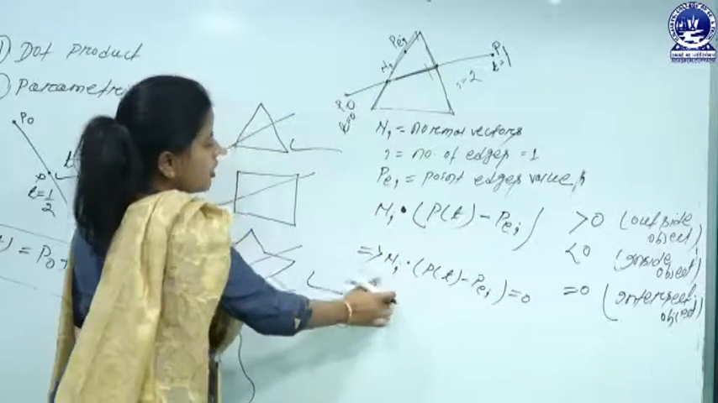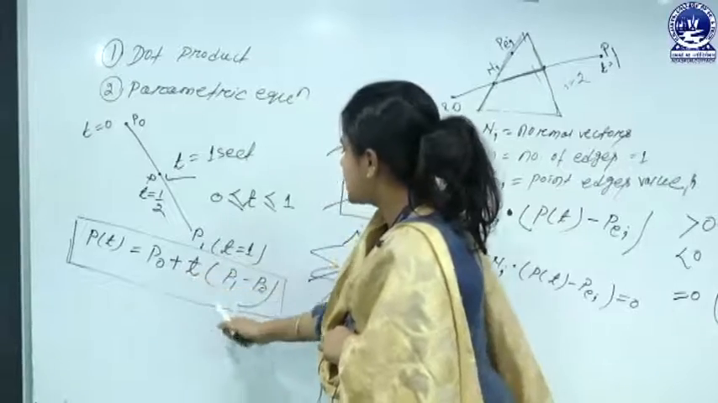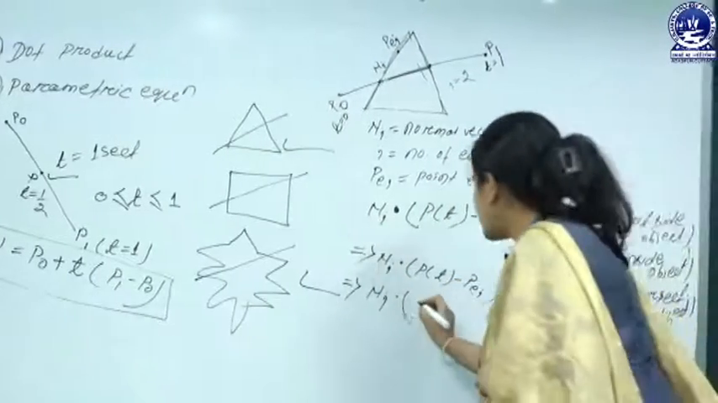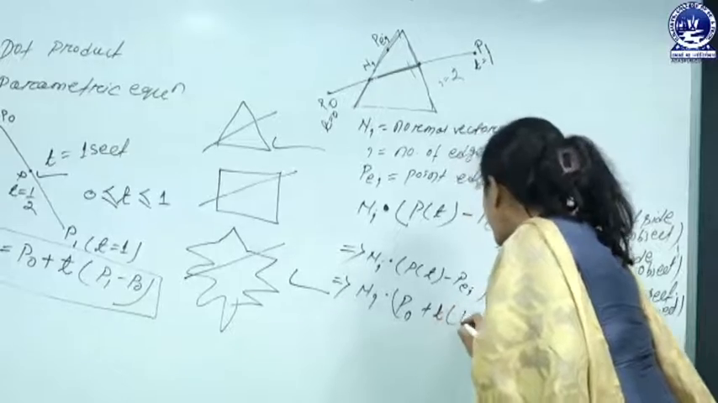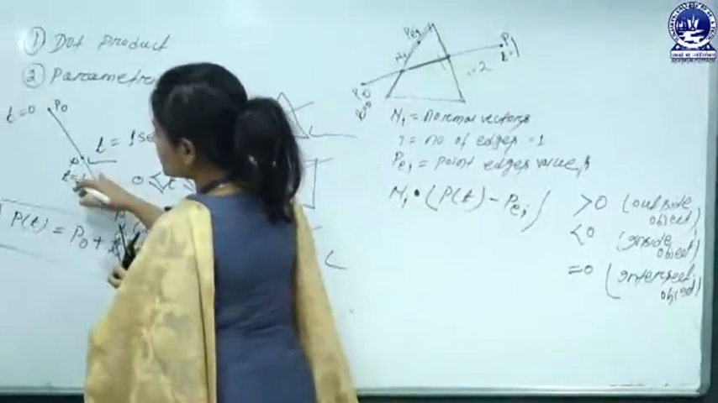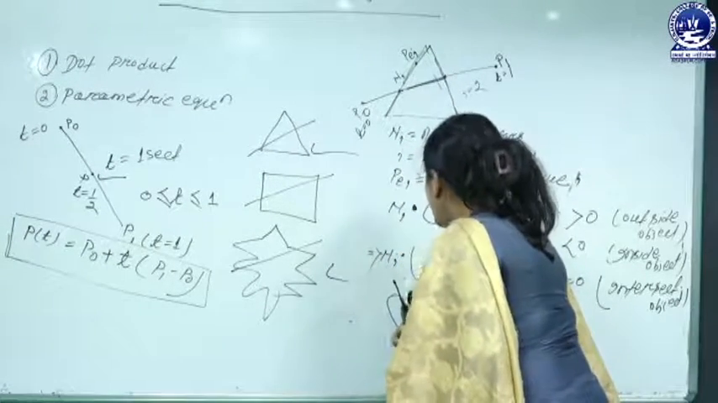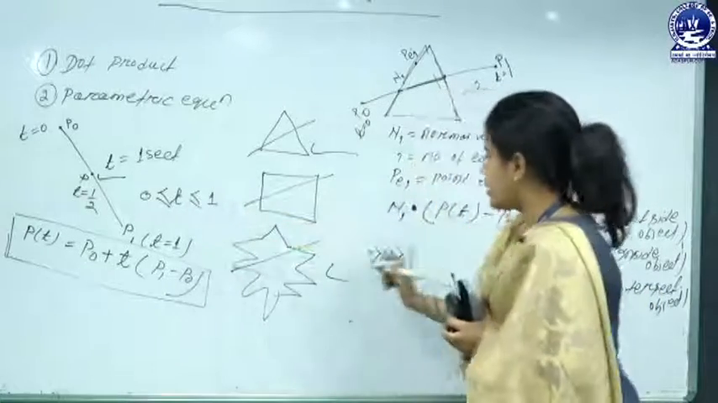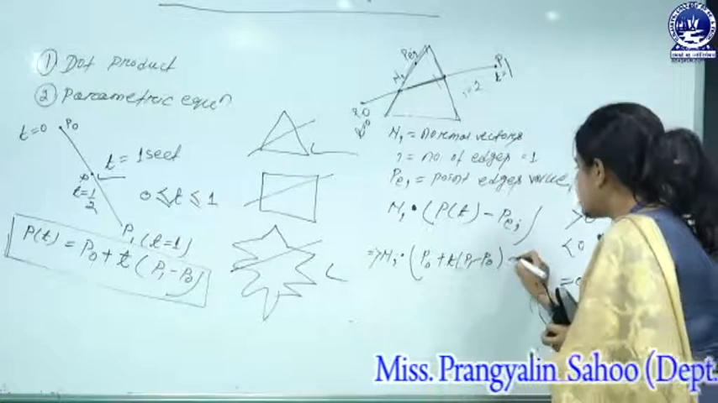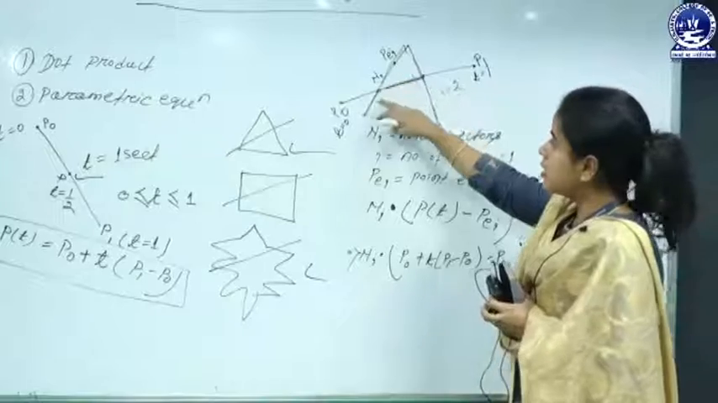Now putting in the value of P(t), which is provided in the parametric equation as P0 + t(P1 − P0). So the equation becomes Ni · P(t), that means P0 + t(P1 − P0), after that minus P(Ei), equal to 0, as the line is present on the above part of the edges.